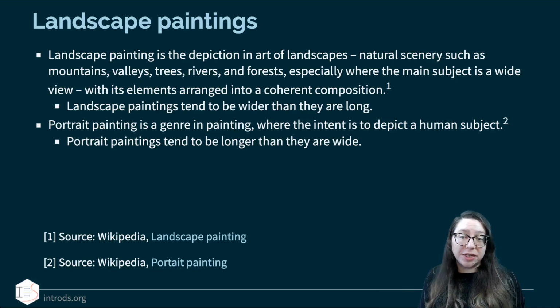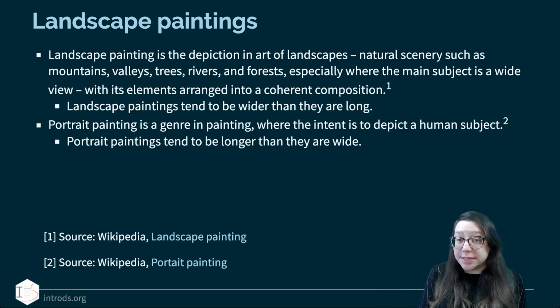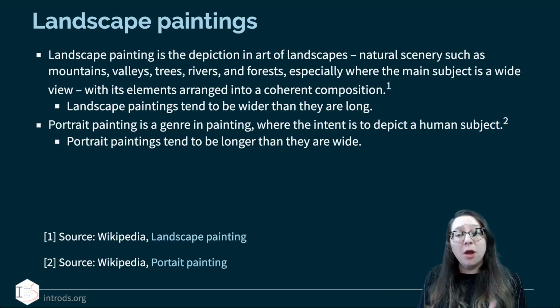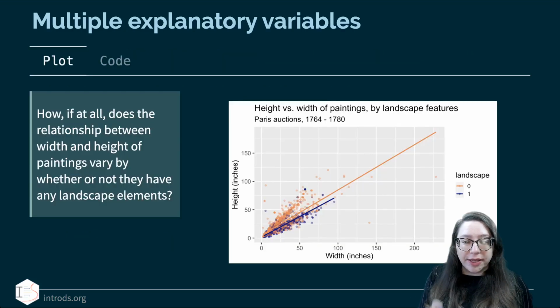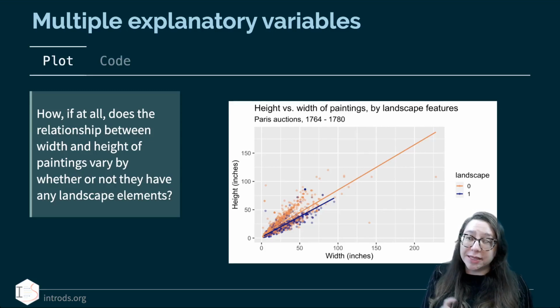And a portrait painting is a genre in painting where the intent is generally to depict a human subject, oftentimes a single one, sometimes multiple. Portrait paintings tend to be longer than they're wide. So, if actually we color these data by whether or not the painting has landscape features, so this is not just about is it wider than it's longer, but we're looking to see in the catalog description, were there landscape features that were mentioned? And so 0 means no and 1 means yes. And so we color these points by that.